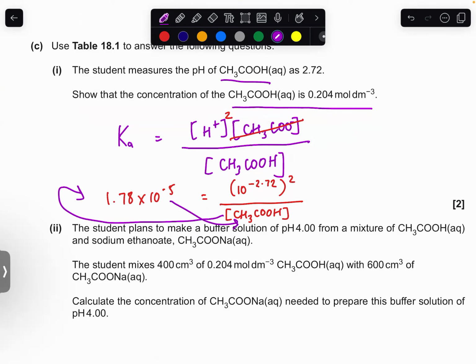So 10 to the power of minus 2.72 gives you 0.905 times 10 to the minus 3. And we then square that answer and divide that by 1.78 times 10 to the minus 5. Yep, to 3 significant figures.